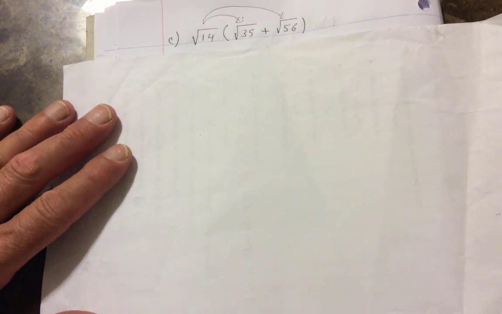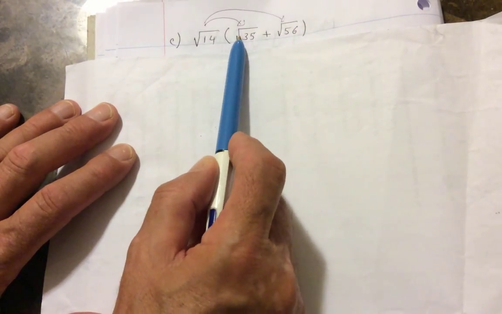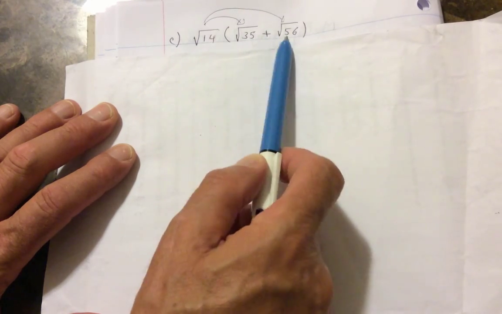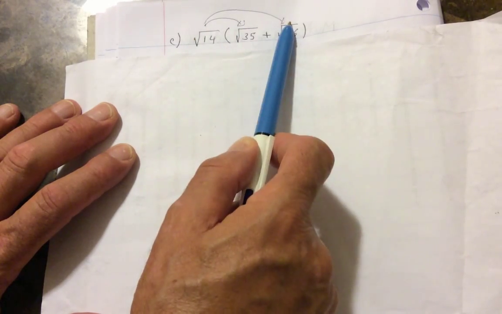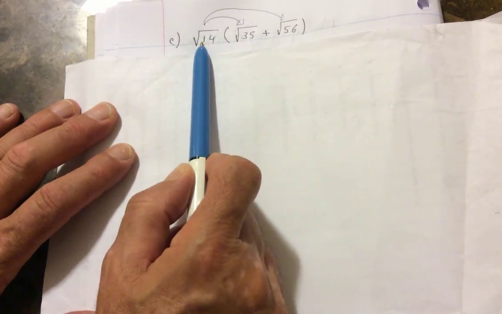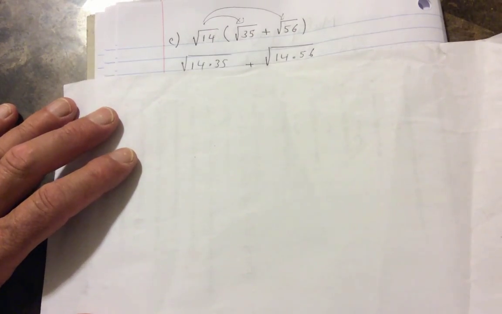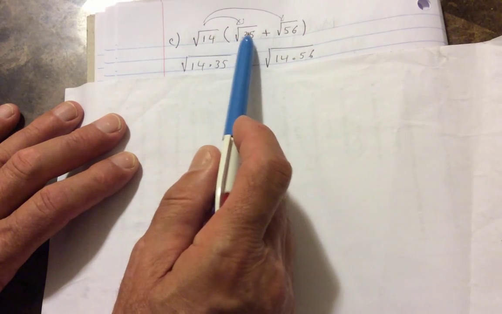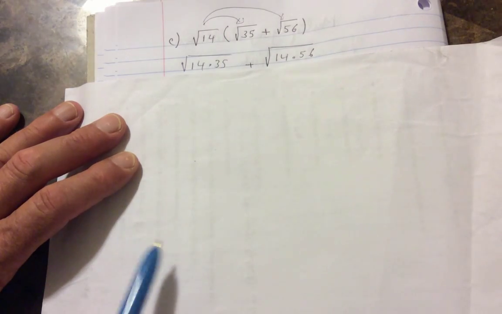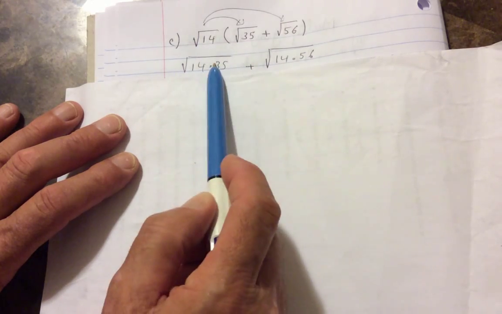Here's another example. We want to multiply square root of 14 times the quantity of square root of 35 plus square root of 56. If you remember, when this is addition and we have multiplication outside, we call that the distributive property. You have to distribute the square root of 14 to the square root of 35 and multiply it also by the square root of 56. So it's going to be square root of, since the square root of 14 has index 2 and 35 here inside the radical also has square root or index 2, we can multiply them.